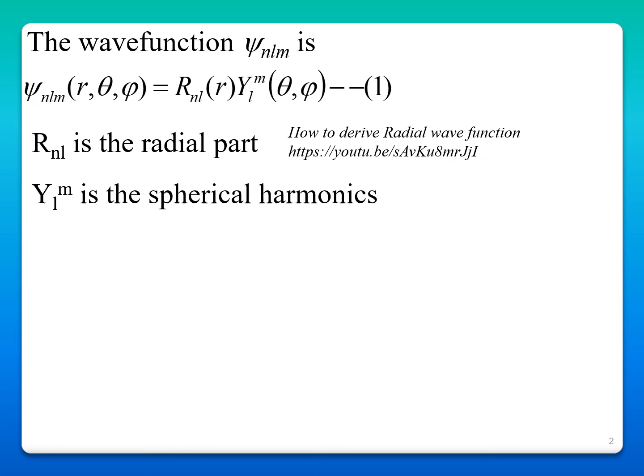So if you take a wave function psi_nlm, it is in terms of r, theta and phi. Here it is divided into two parts: one in terms of r, and another in terms of theta and phi. It is R_nl of r and Y_lm of theta and phi. Here R_nl of r is the radial part, and Y_lm of theta and phi is called the spherical harmonics.